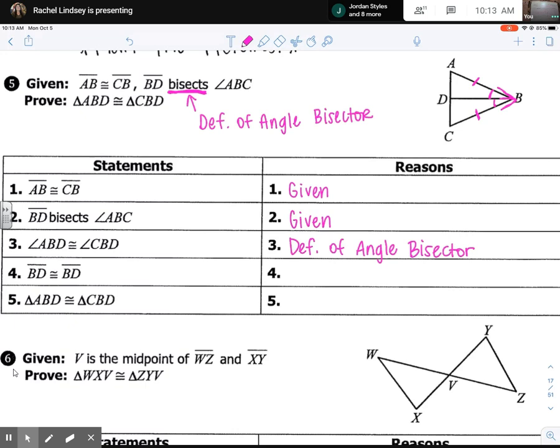Okay, the next statement I have is BD is congruent to BD. So that means BD and BD are the same. How would I know those two sides are congruent? It's the same one, because it's the same line. What property is that? Reflexive. Reflexive property.